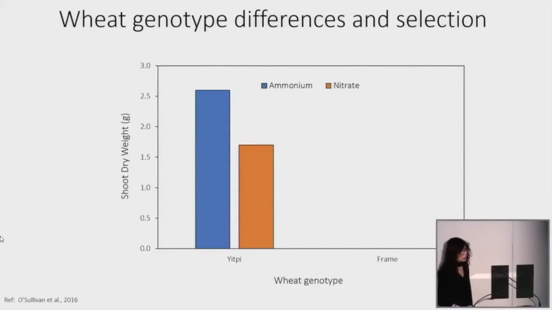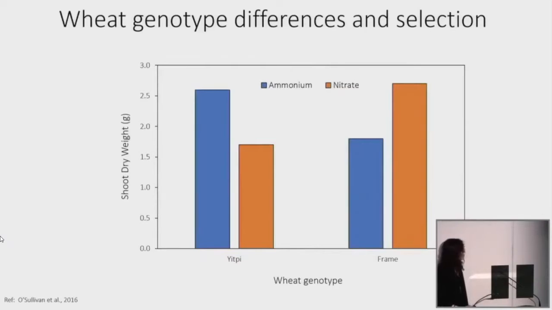When Eastby was supplied ammonium or nitrate, it grew more biomass in response to ammonium, and conversely, Frame produced more biomass in response to nitrate. I thought that these points are important considerations when examining nitrogen use efficiency.